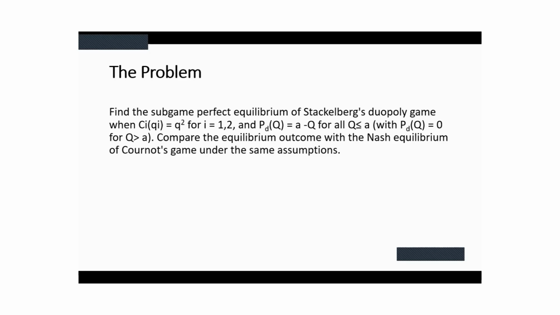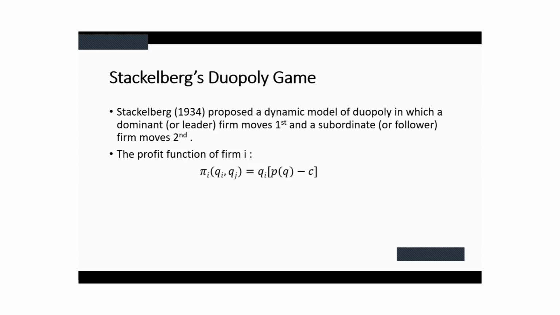It's a game with sequential moves, meaning that there will be a leader and a follower, in which the leader makes a move and the follower makes a move by observing the decisions or choices made by the leader. Furthermore, we have to understand what a subgame perfect equilibrium is. A subgame perfect equilibrium means a strategy profile in which players' strategies constitute a Nash equilibrium in every subgame of the original game. The profit function for firm i in Stackelberg's duopoly game is given here.